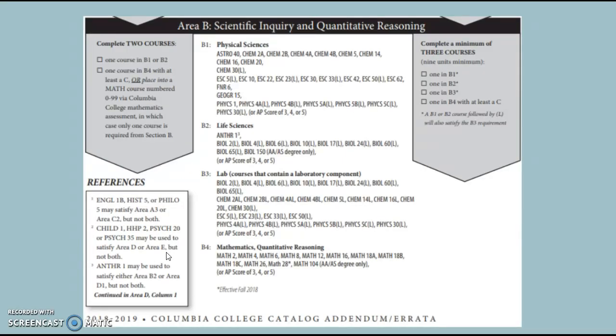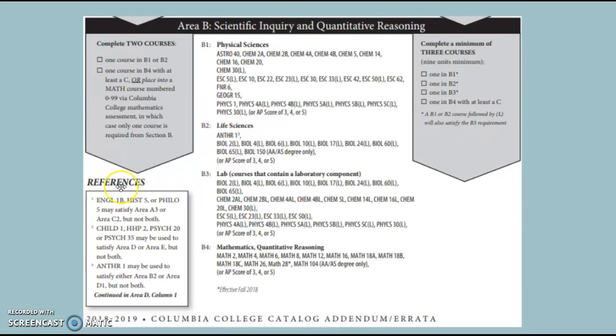Now if we take a look at Area B, we see it's the same type of setup as we just looked at for Area A, telling us which courses need to be completed to meet this specific area requirement. Over here in Column 1, you need to complete 1 course from B1 or B2. The second requirement is that we need to complete a course in B4 with at least a C, or to have been placed in a math course numbered 0 through 99 via the Columbia College Math Assessment, in which case you would only need 1 course from Section B.